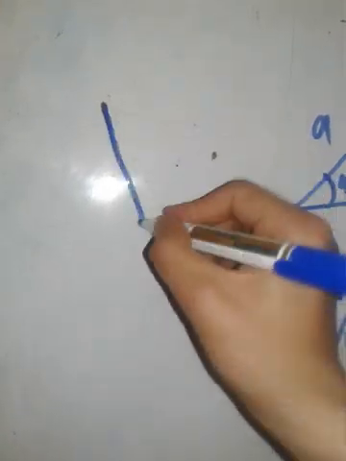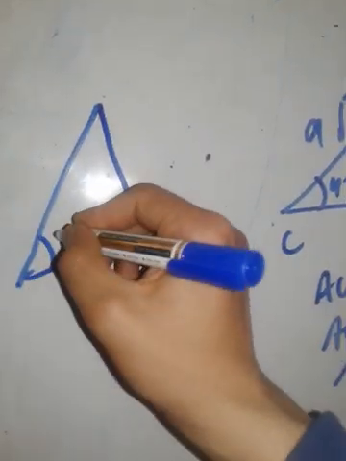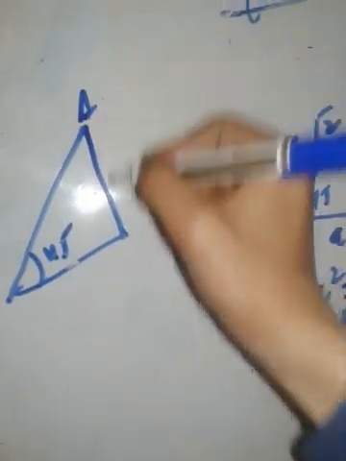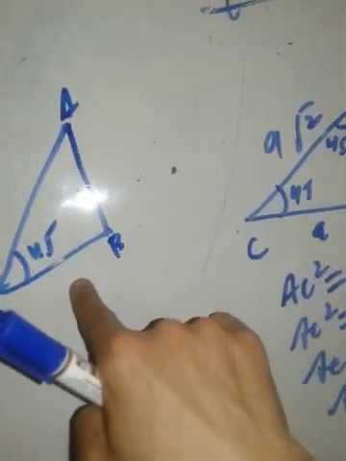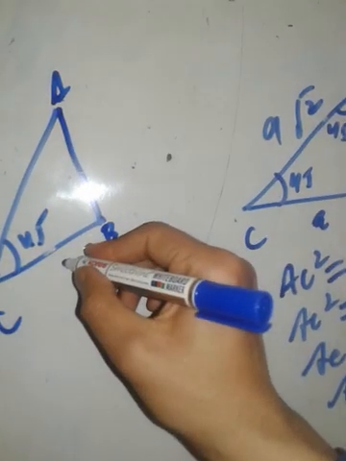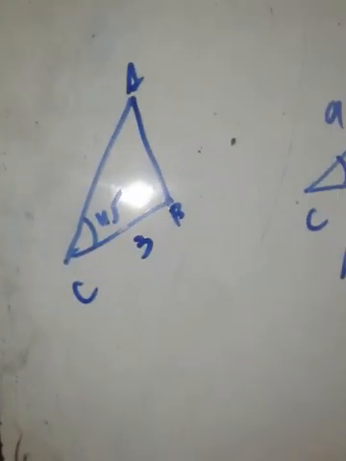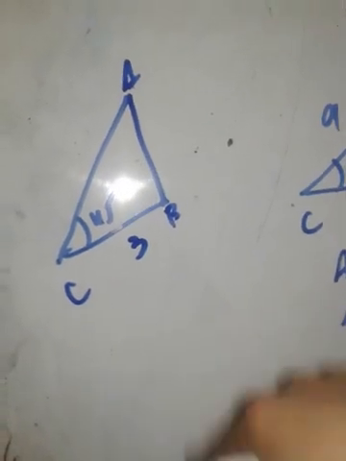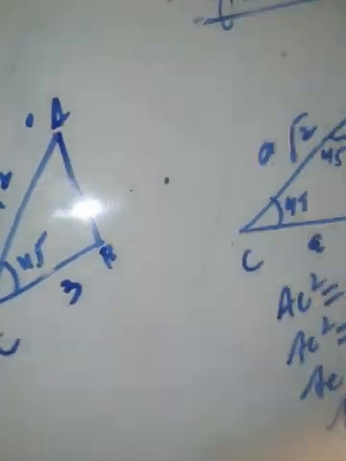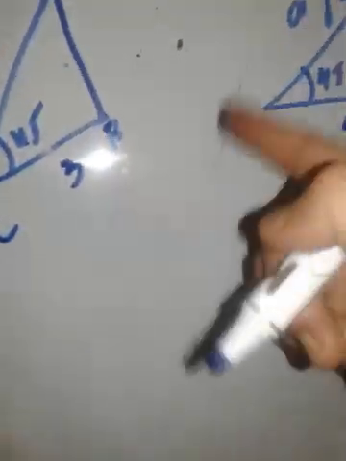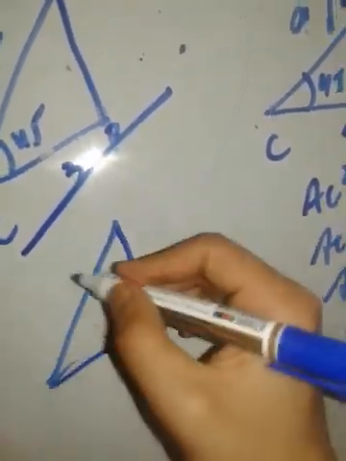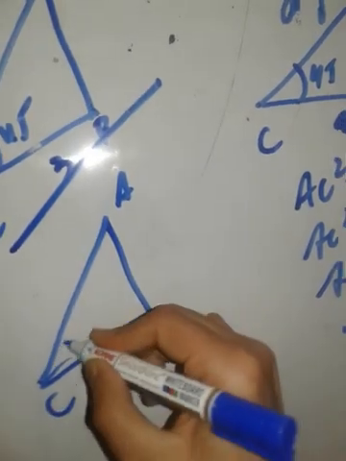Suppose you are given the triangle ABC, an isosceles right triangle, in which one angle is 45. Suppose you are given one side, any of the sides, and this is 3, this is 3. Can you tell, without finding the other side, what will be the hypotenuse? It is A root 2, that is 3 root 2. Simple.